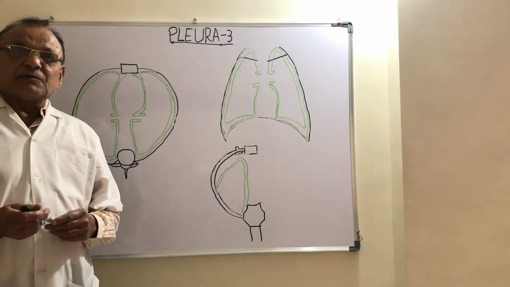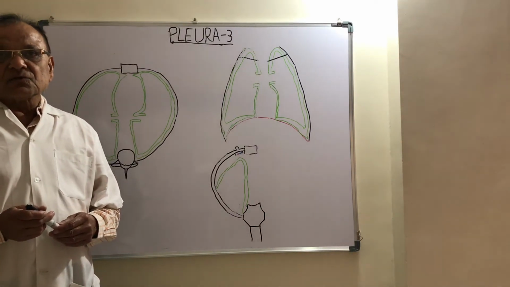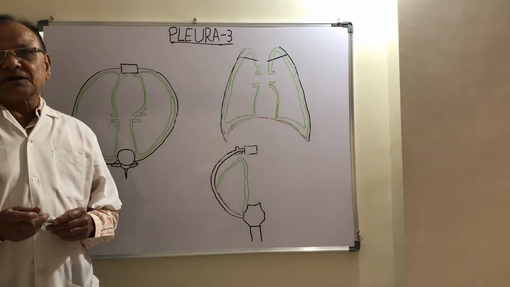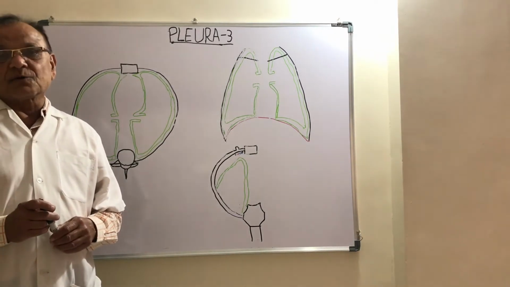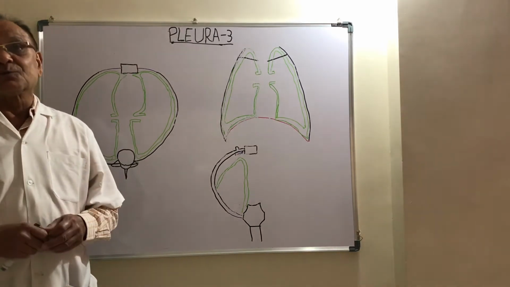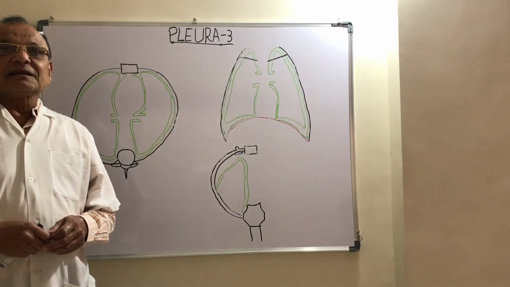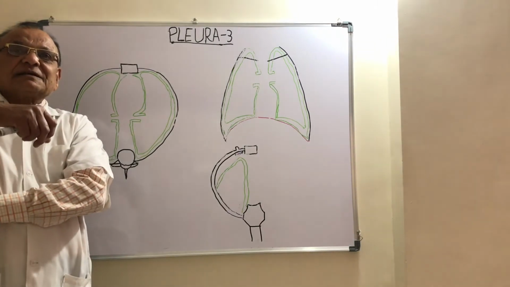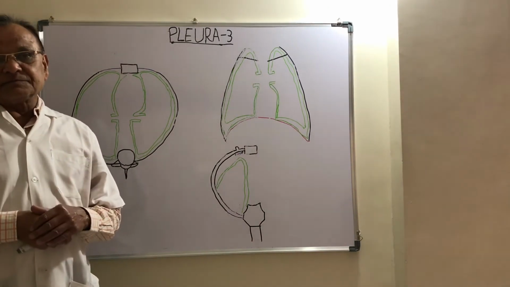The lung is covered by visceral pleura. The visceral pleura is in intimate relation with the lung, and we can't separate the visceral pleura from the lung. It means that the extent of the lung is the extent of the visceral pleura. So the visceral pleura extends in the mid-clavicular line up to the 6th rib, in the mid-axillary line up to the 8th rib, and in the mid-scapular line up to the 10th rib.